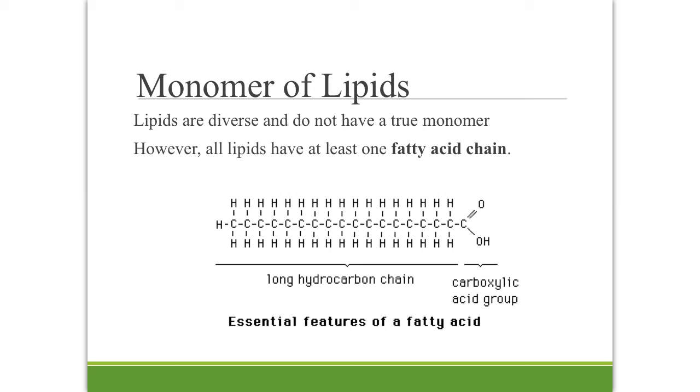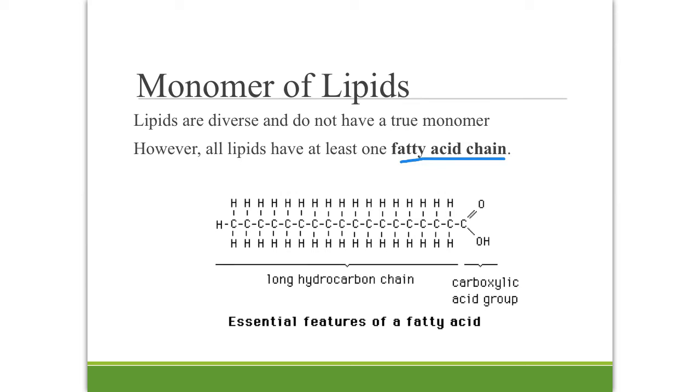Lipids are very diverse. We've got 4 different categories: fats, oils, waxes, and steroids. And so we don't have a true monomer the way we do with our carbohydrates, where really you break everything down to either glucose, fructose, or galactose. But all lipids have at least one fatty acid chain, and so that can be considered the monomer of lipids. You will find a fatty acid chain in anything that is a lipid.